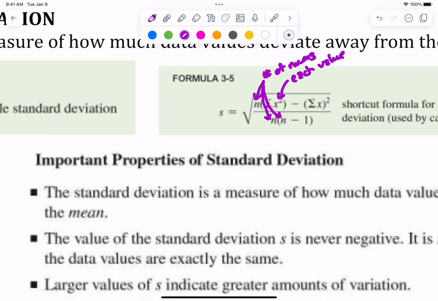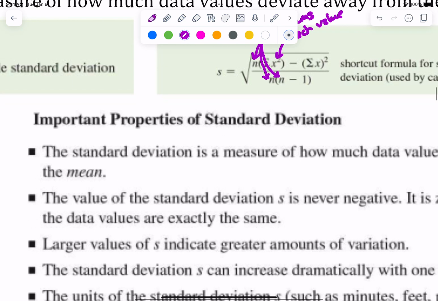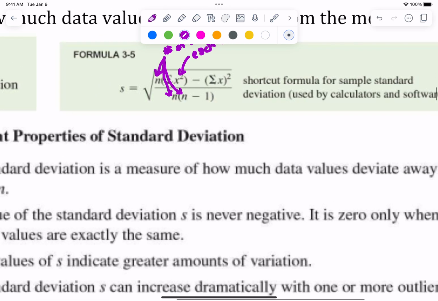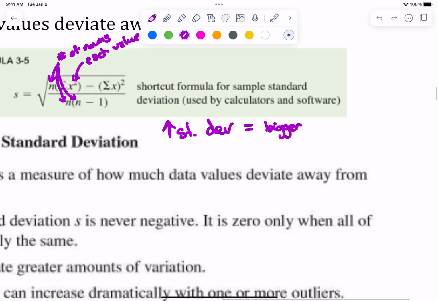Before we actually calculate a standard deviation, let's talk about it. I talked about standard deviation above, and it tells us how spread apart the data is. So if the standard deviation is higher, that means a bigger spread of data.